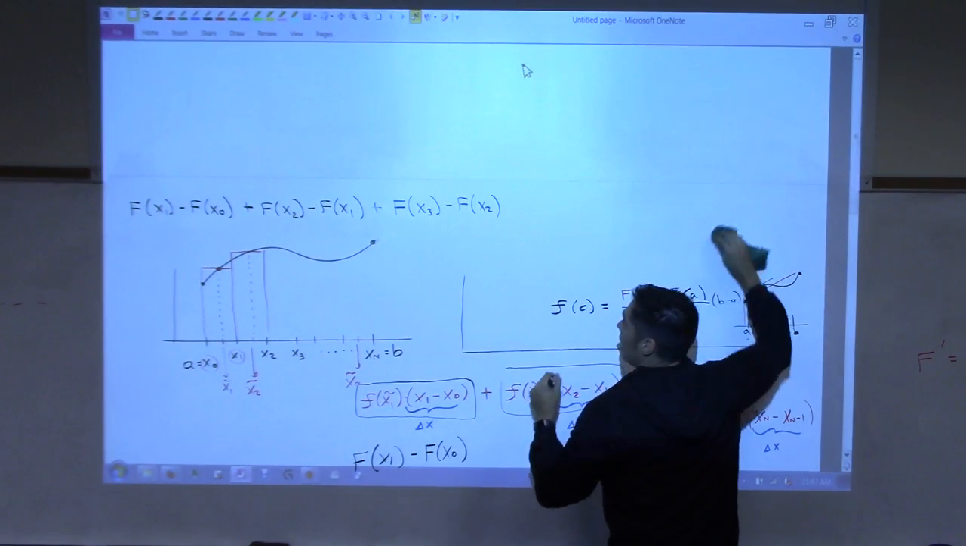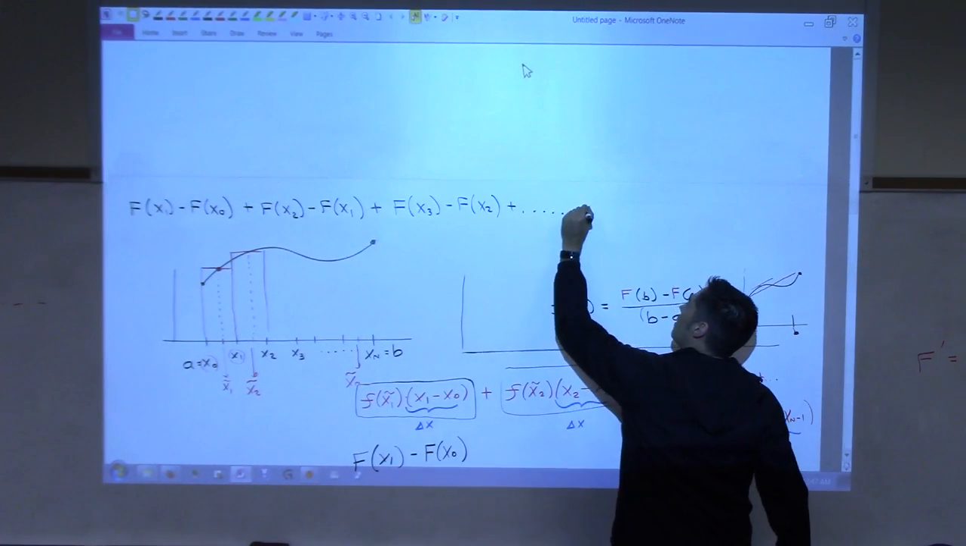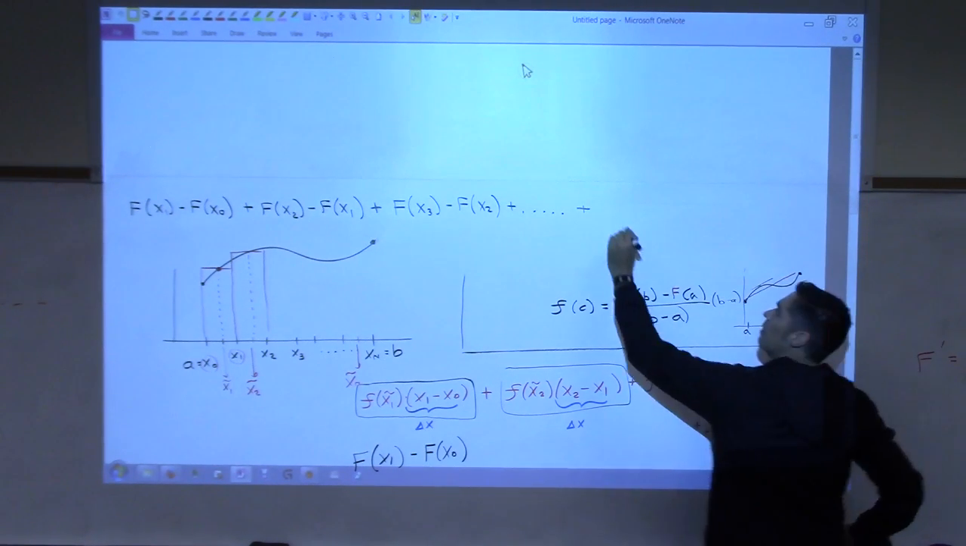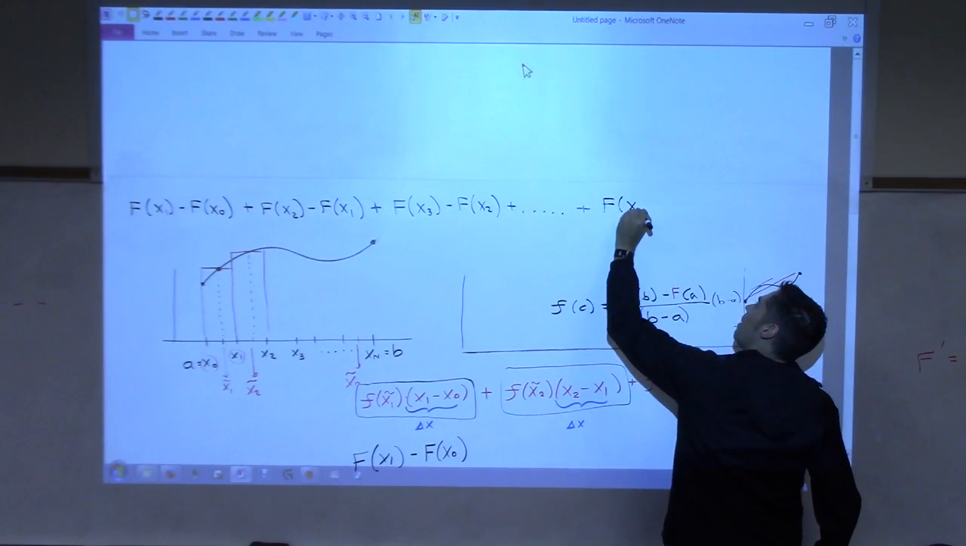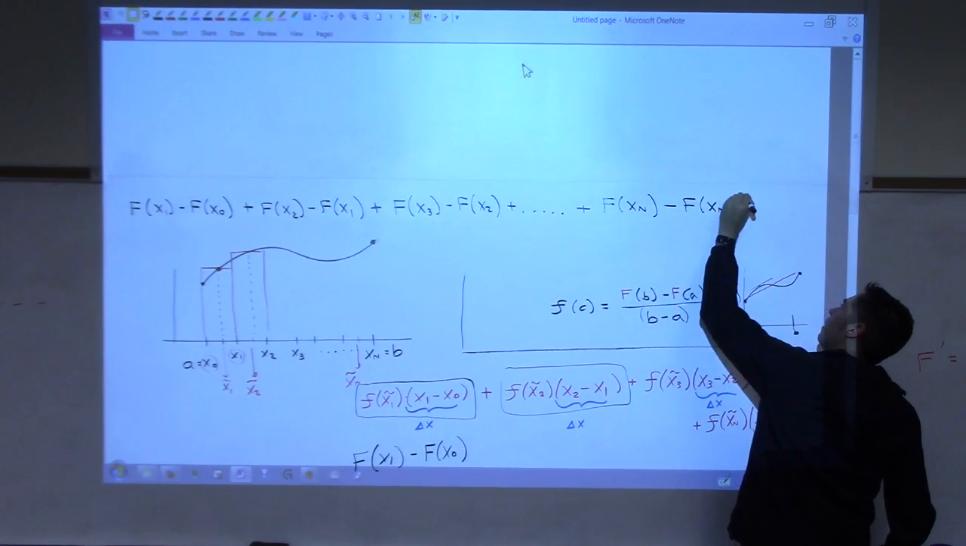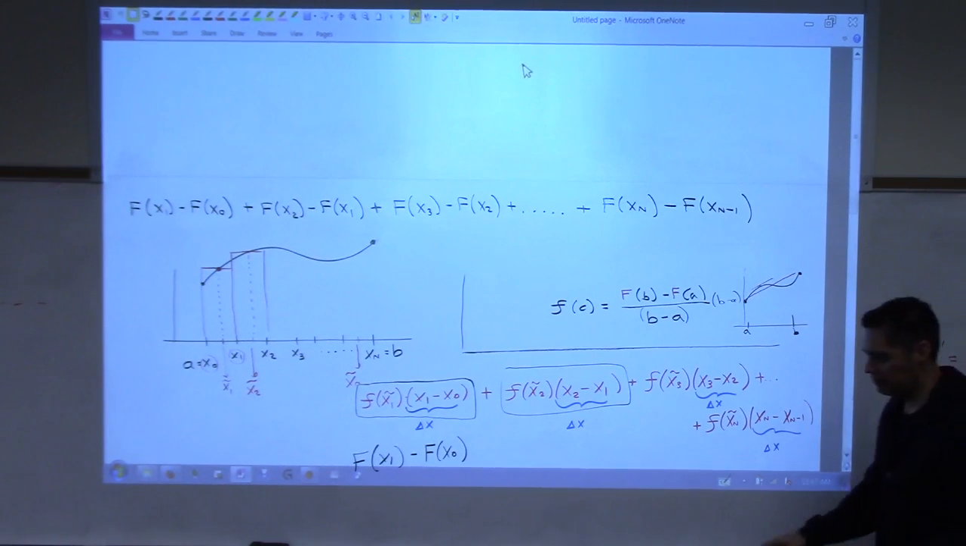And I keep doing that, right? Keep doing it. Plus dot, dot, dot, until I get to the very last one. The very last one's going to be capital F of x sub n, right? Minus capital F of x sub n minus 1. Do you see anything that cancels? I do.